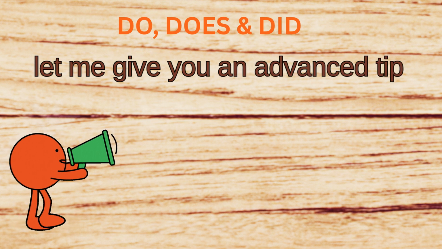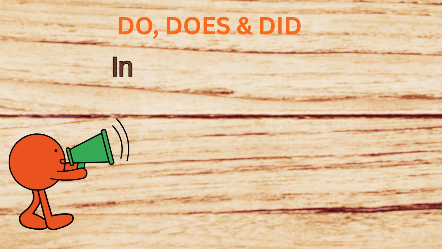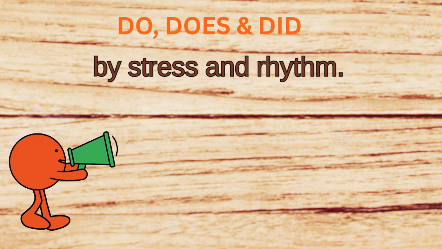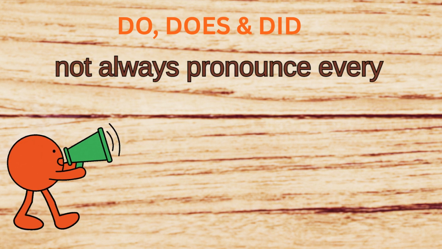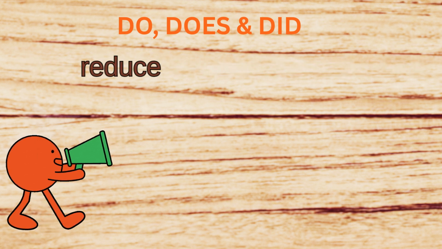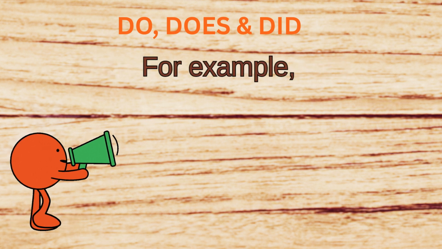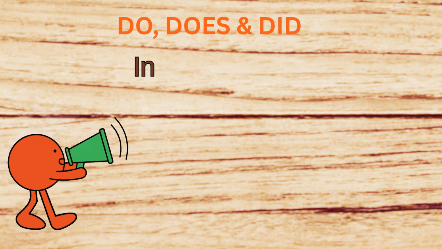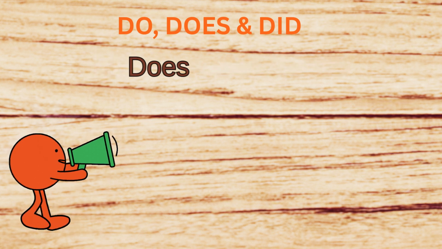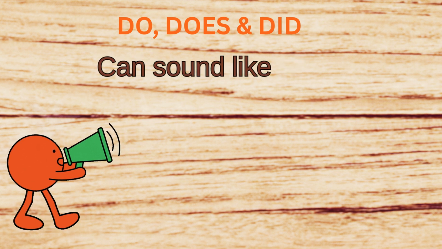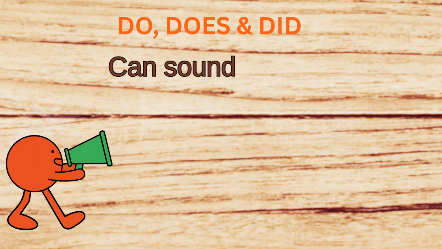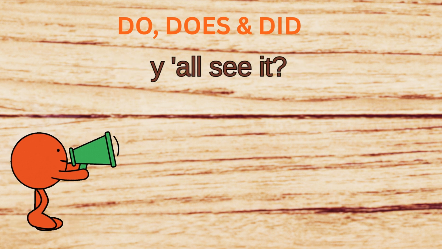Now let me give you an advanced tip that many basic lessons skip. In spoken English, do verbs are often shaped by stress and rhythm. Native speakers do not always pronounce every word with equal force. They stress the meaning word and reduce the helper word. For example, do you want some tea? In fast speech, this can sound like, d'you want some tea? Does he know? Can sound like, z'he know? Did you see it? Can sound like, did y'all see it?